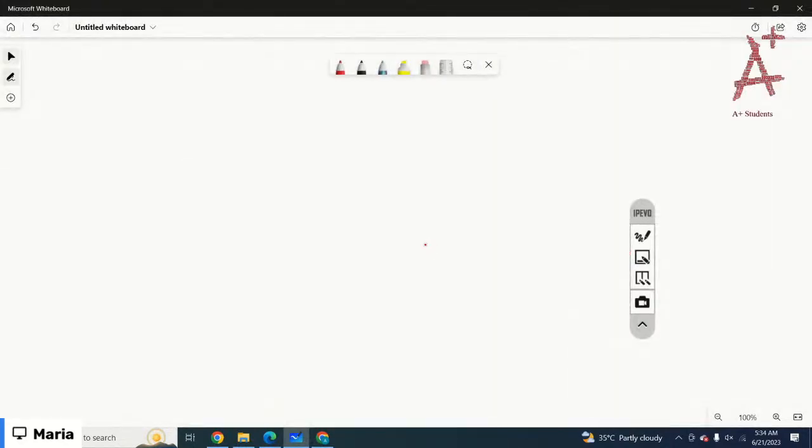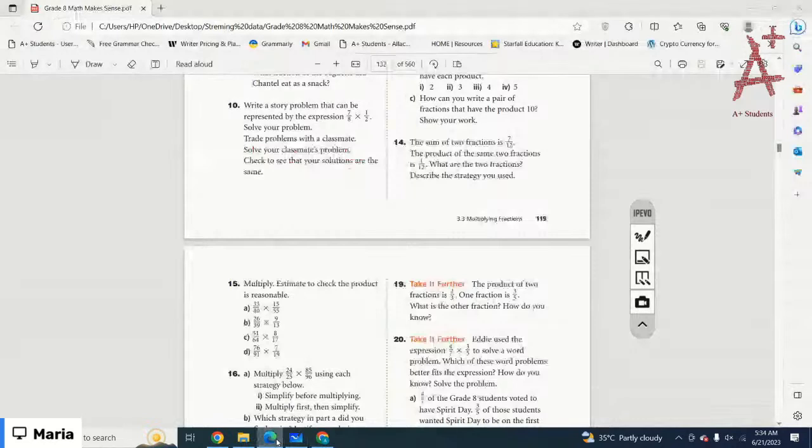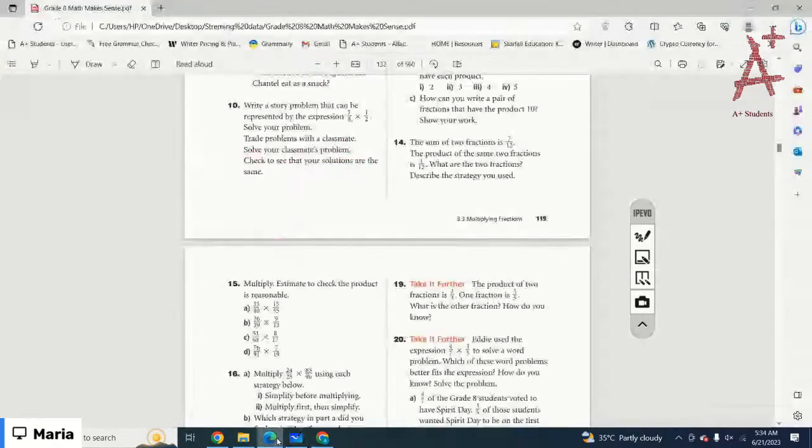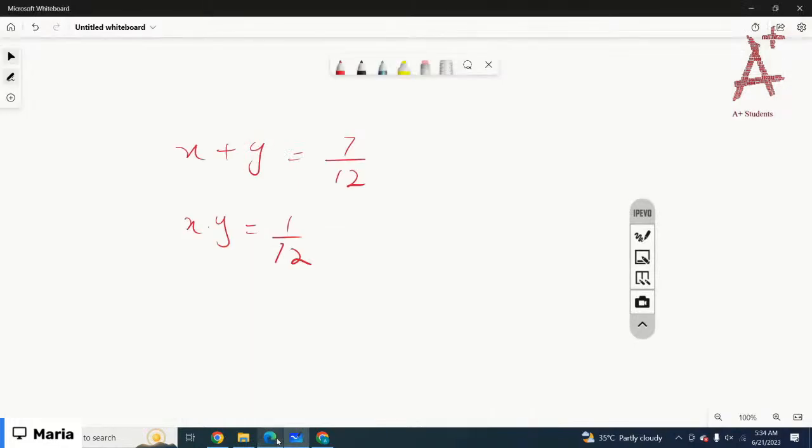For example, you have two fractions x plus y whose sum is 7 over 12 and their product is 1 over 12. What are the two fractions? Describe the strategy you used. So what are the two fractions now? 1 over 12, just look at here. Find the two numbers whose product is 12. The numerator must be 1. Got it?